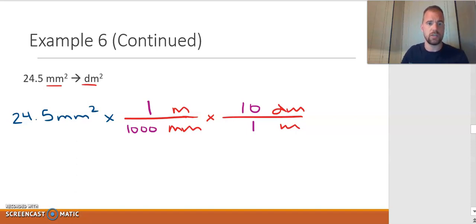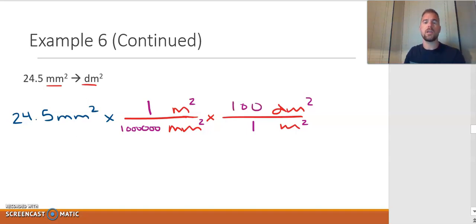Now that's just looking at the numbers in a one-dimensional way. Since the units are squared, all these units are squared, I have to also square the numbers in the conversion. So what's 1 squared? Well, it's just 1. But what's 1,000 squared? Well, 1,000 squared would end up being 1,000,000. I just did 1,000 times 1,000. Over here, I have to square the numbers as well. 1 squared is still 1, but 10 squared is 100.